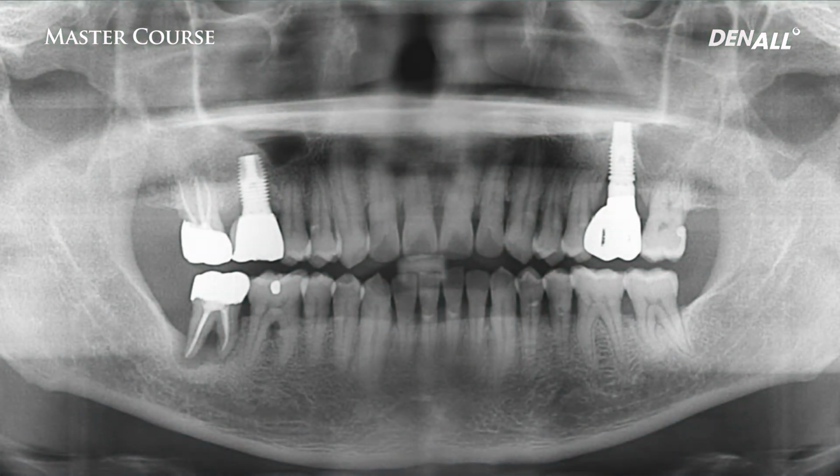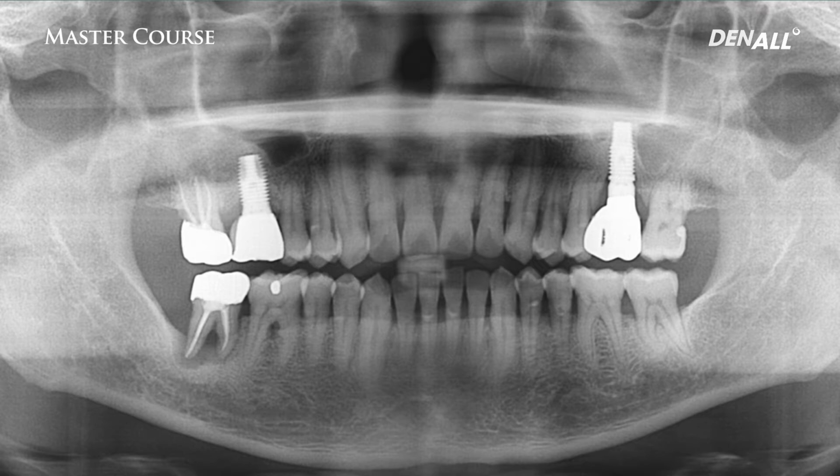Why do we need GBR? It is well shown in this image. As you can see, in number 16 and 26, implants are placed. The implant in 26. When I first learned implant, I only focused on placing implant where bone was. And the implant in number 16, I did appropriate GBR and completed the case.